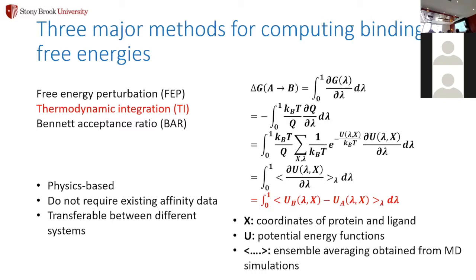So X is the coordinates, a very simple equation. X is the coordinates, U is the potential energy function, and we have a bracket which indicates that we need an ensemble averaging obtained from MD simulation. And since it's physics based, we do not need any existing affinity data. So this is different from machine learning and statistics based methods. And that means it's transferable between different systems.